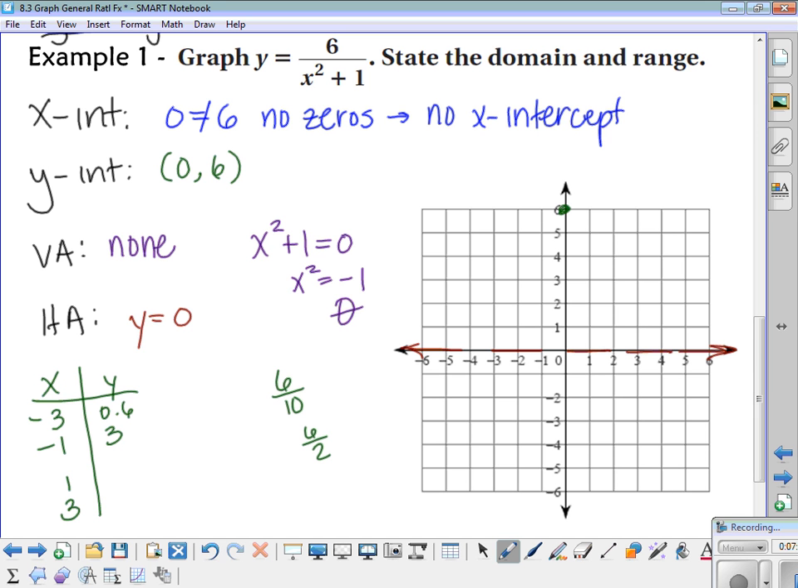And then when I put in the positive 1, I still get 6 over 2, because 1 squared is the same as -1 squared. So I get a 3 and I get a 0.6. So we already plotted our y-intercept up here at (0, 6). I'll go ahead and plot the other points that I just found: (-3, 0.6), (-1, 3), (1, 3), and (3, 0.6). So then you just do your best approximation of what the graph must look like, using the asymptote to figure out where the curve is going to be approaching. That's what the graph would look like.